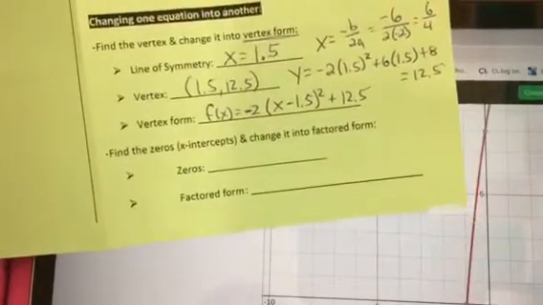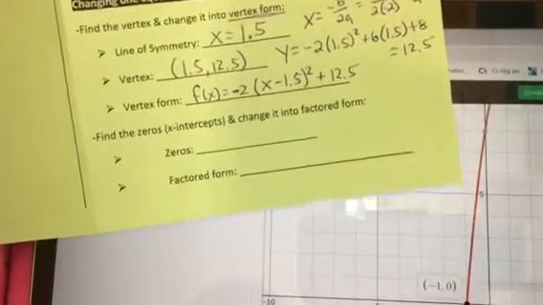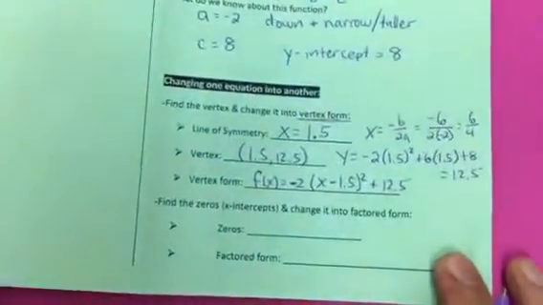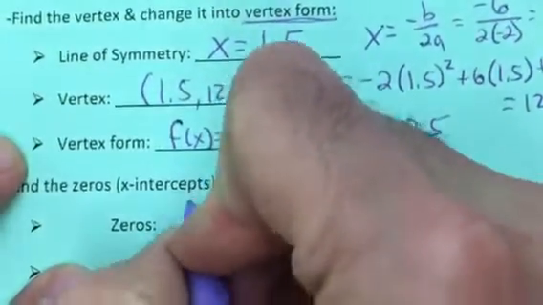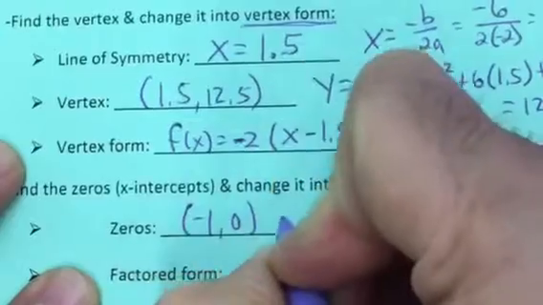Now I just want to know what the x-intercepts are. They're at negative 1 and 4. I gotta write this down. Negative 1 and 4. I'm gonna put Desmos away. Negative 1 and 4.